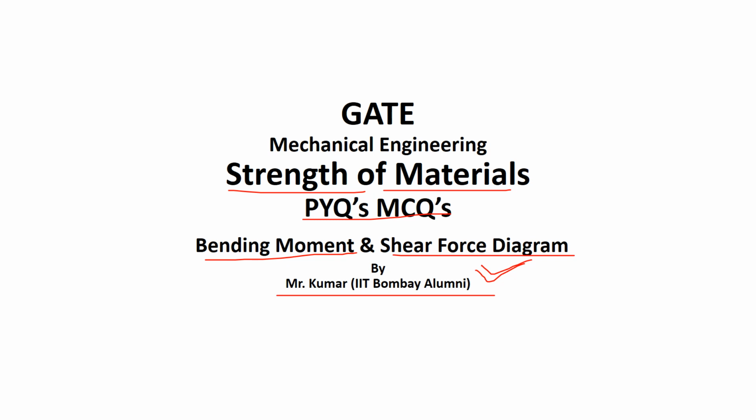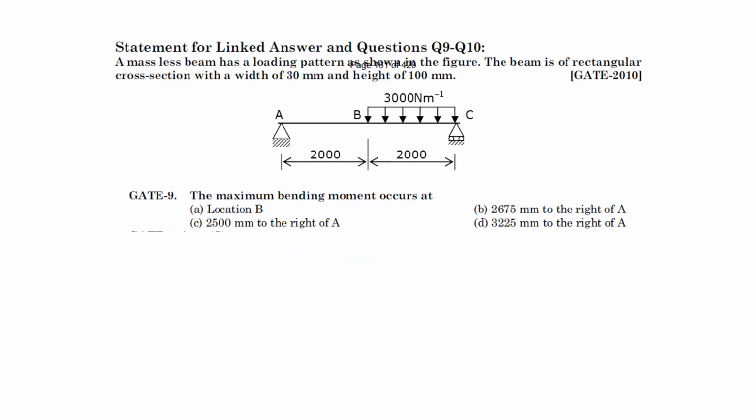So let's see the question of strength of material from the GATE exam. This is, I think, a common data question. Earlier it was coming. Let's read that. See, this diagram is given. The spans are given as 2000, 2000 and 4000. It is simply supported, and here is a uniformly distributed load whose intensity is 3000 Newton per meter.